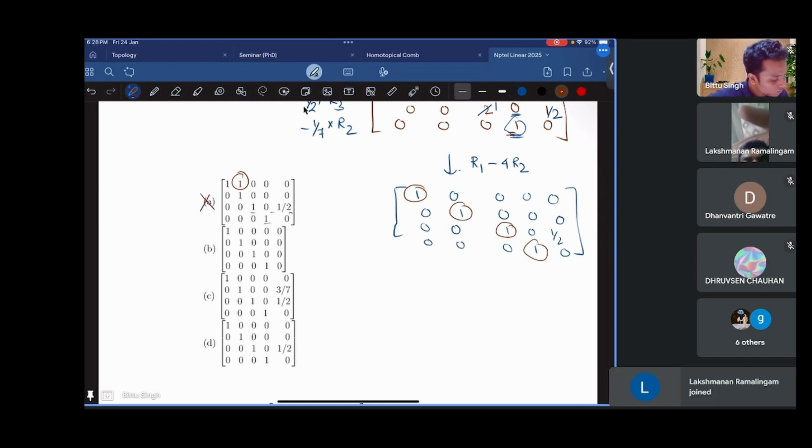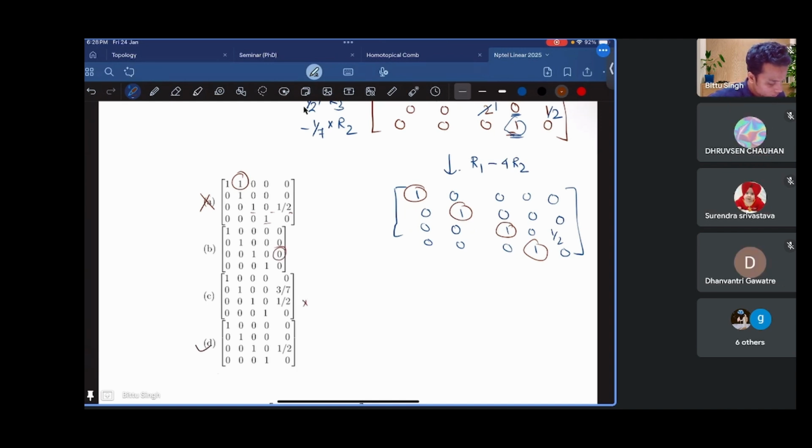The next one is again not possible, it is not half, so this is also not true. So option D is the correct answer because we can see every entry is matching. And you can note that the row reduced echelon matrix for any given matrix is always unique.